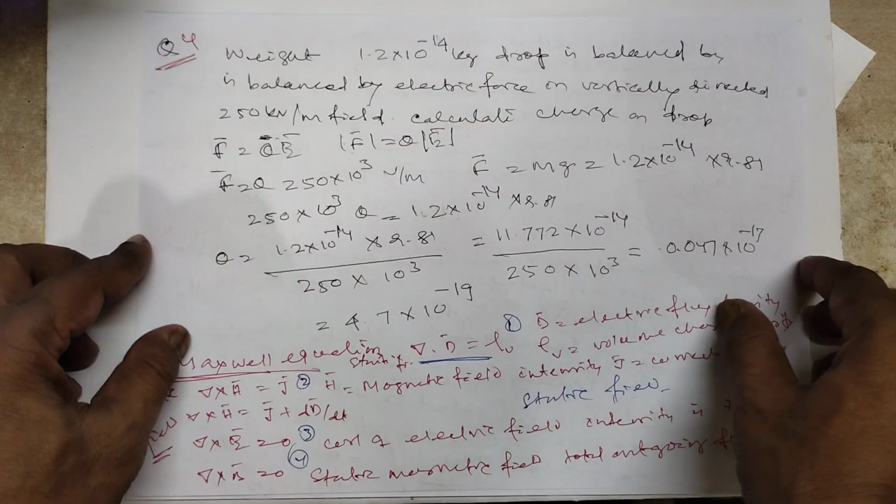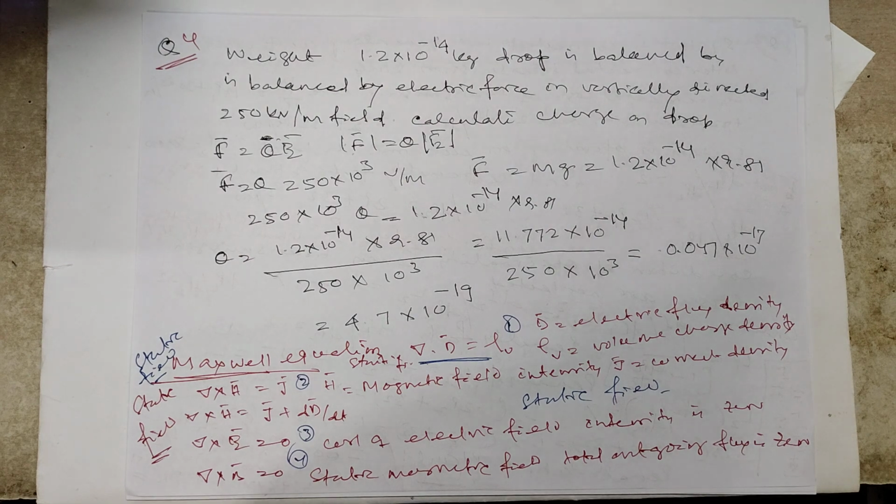Then the problem is question number 4. It is related to, here only F is equal to QE and F is equal to mg. If you know mg is equal to QE, Q is equal to mg by E. So m and g are there. So you can calculate easily. The Q is coming 4.7 into 10 to the minus 19.